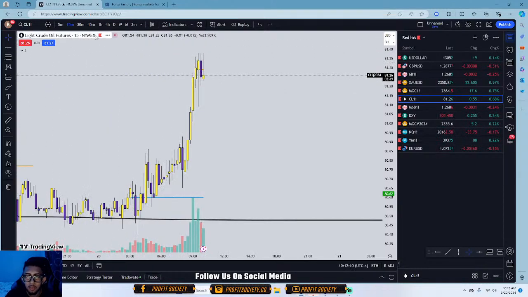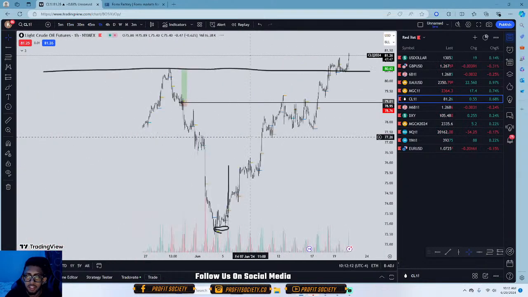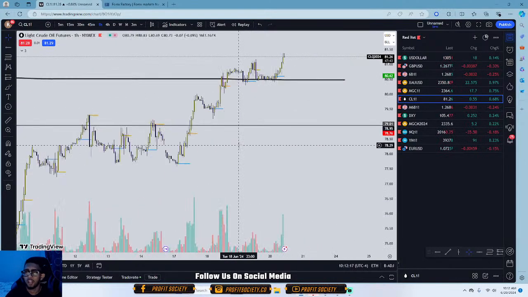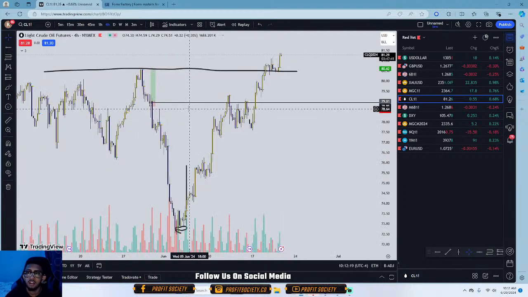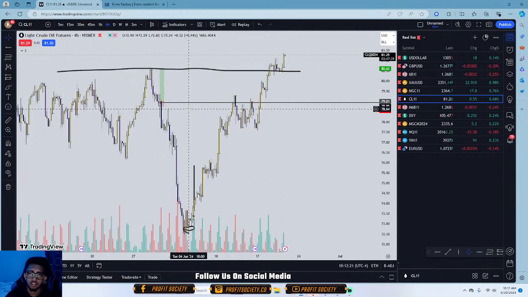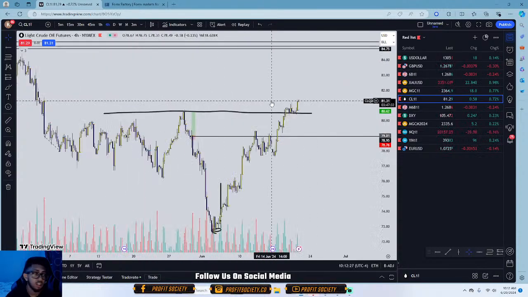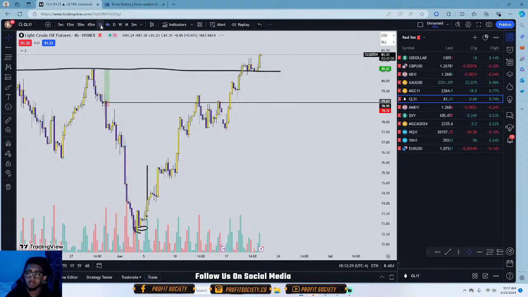Oil just printed this bearish candle. Yeah, I'm not paying attention to any bearish ideas on oil, to be honest. I'm not paying attention to anything bearish. As you guys can see, the top of this range, once we retest the top of that range, we pretty much send it from there.